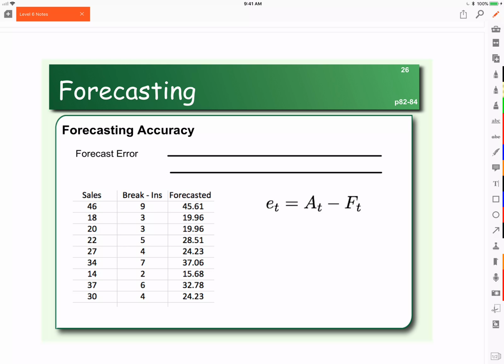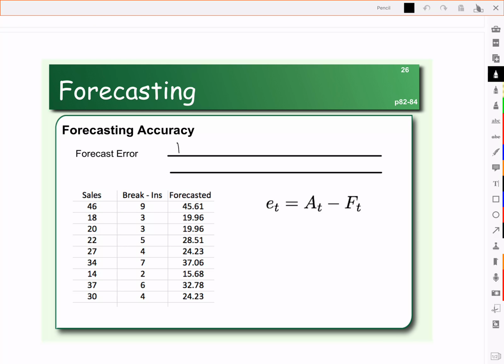Now that we have chosen a forecasting technique, we need to measure how accurate it is. So we're going to look at forecasting error. Forecasting error is the difference between our actual values and our forecasted values. We're going to compare the actual values and the forecasted values for a given period of time.